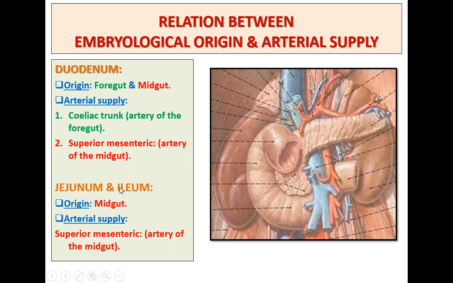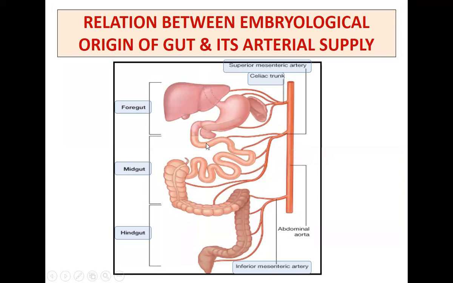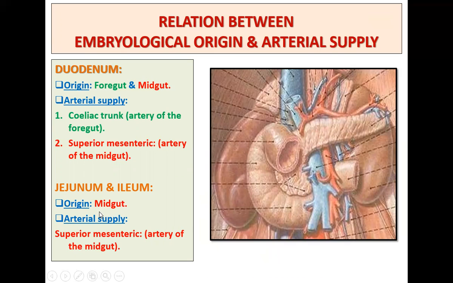Okay, coming to the jejunum and ileum, they are mainly from the midgut. As we have seen, the whole jejunum and ileum is from the midgut. So it is supplied by the artery of the midgut, that is the superior mesenteric, only one artery. The jejunum and ileum, even though they are very long, are supplied by only one artery, but the duodenum, even though it is very short, is supplied by two arteries, the artery of the foregut and the midgut.